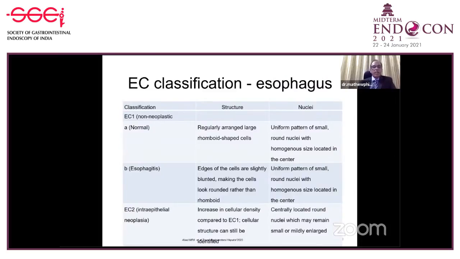When coming to the esophagus, again we are using endocytoscopy classification to classify lesions. And we have EC1, that is non-neoplastic. It can be either normal or it can be esophagitis. And EC2 is intraepithelial neoplasia. And then we have EC3, that is neoplasia. Next slide.